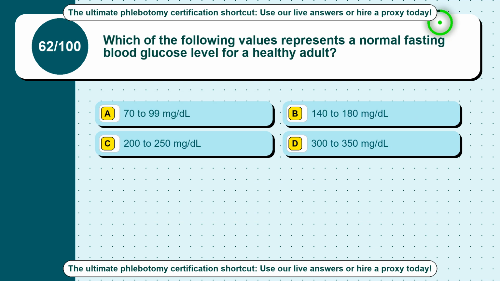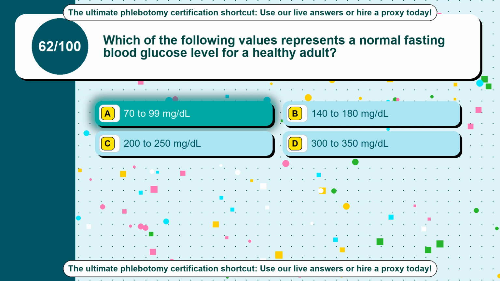Question 62. Which of the following values represents a normal fasting blood glucose level for a healthy adult? Option A. 70 to 99 mg/dL. Option B. 140 to 180 mg/dL. Option C. 200 to 250 mg/dL. Option D. 300 to 350 mg/dL.